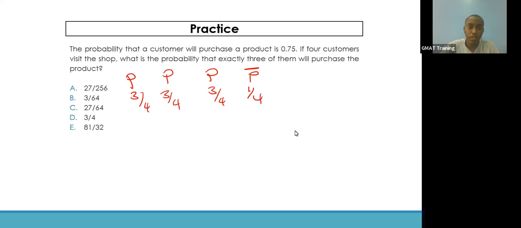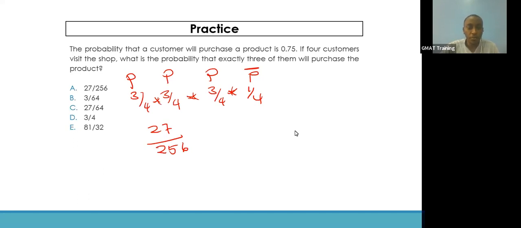Okay, so we have exactly 3. So 1, 2, 3 purchasing, and the 4th one not purchasing. So we have 3/4 and 3/4 and 3/4 and 1/4. So you multiply all this, and you'll have 3 times 3, that's 9, times 3, 27. And 4 times 4 times 4 times 4, that's 256. Okay, yeah, 27 over 256 right there.